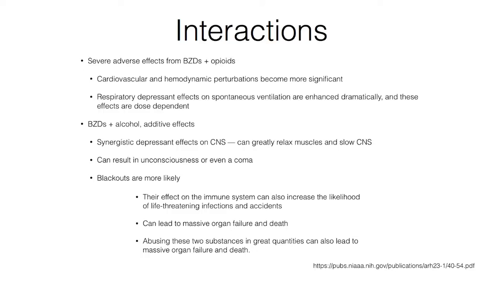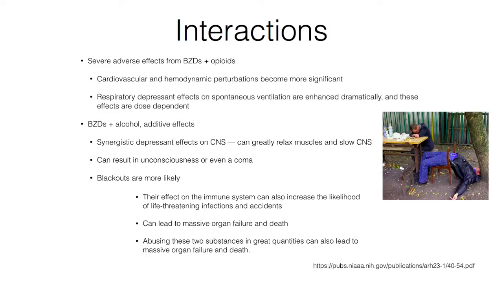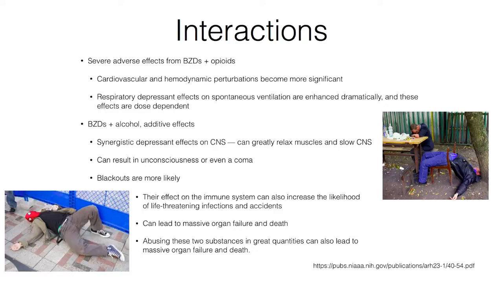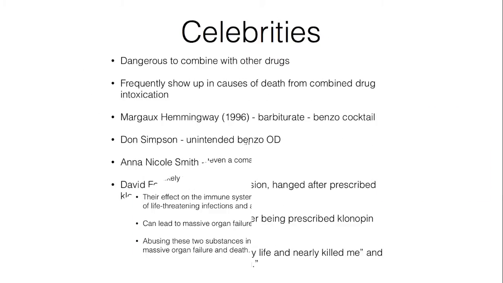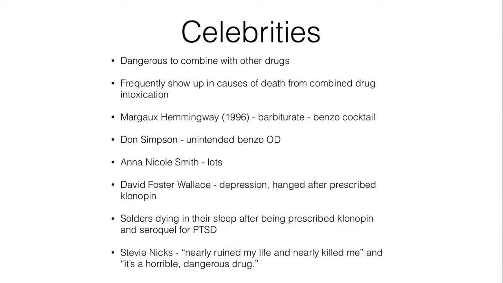Mixing with alcohol leads to this kind of synergistic effect on the central nervous system since they're both depressants and they both act at the GABA A receptor. So muscles can be slowed, blackouts are more likely, even unconsciousness or falling into a coma can be more likely. There's also this effect on the immune system that can also apparently lead to organ failure. So clearly, Klonopin is really dangerous to combine with other drugs, and frequently in deaths from overdose, Klonopin is one of the culprits. I looked up some celebrities who died from Klonopin overdoses.